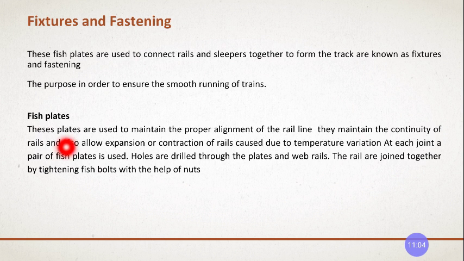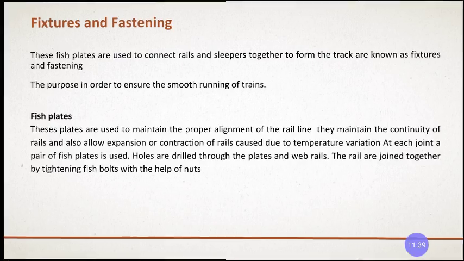Fish plates are used to maintain proper alignment in the rails, and they connect the two rails strongly and correctly. They hold the alignment, connect the two rail ends, and also allow expansion and contraction to happen. It is not that they don't allow it, they do allow it. At each joint, a pair of fish plates is used. Holes are drilled through the plates and the web of the rail, and the rails are joined together by tightening the fish bolts with the help of nuts.